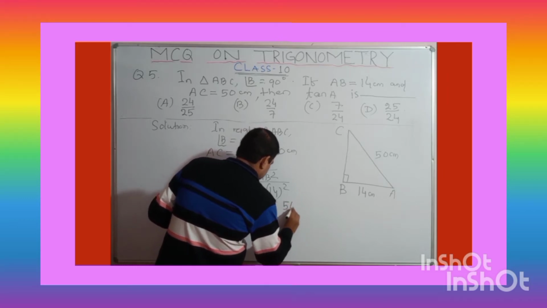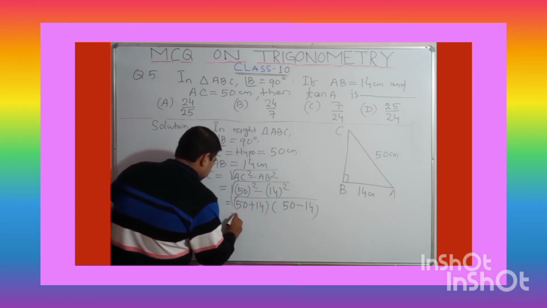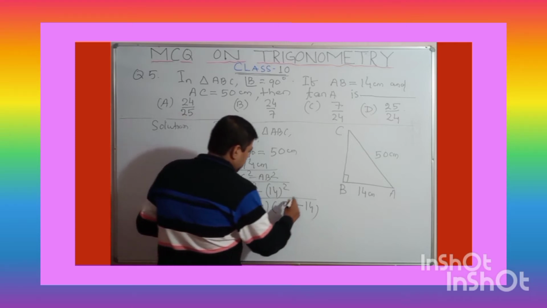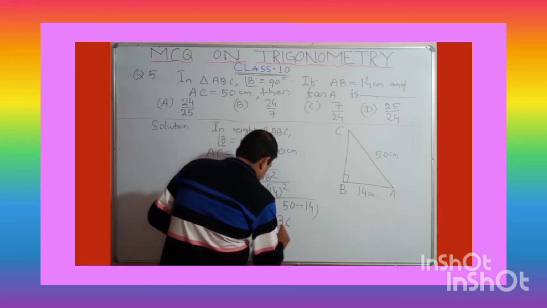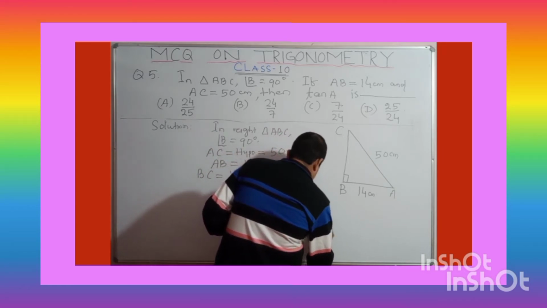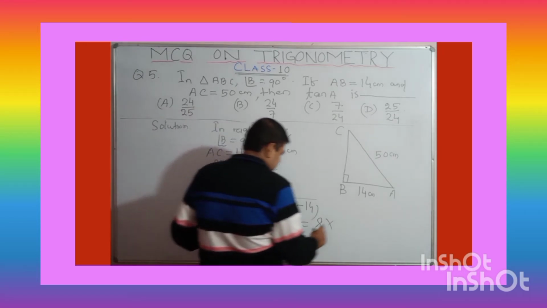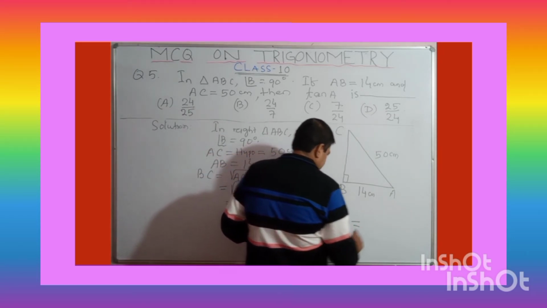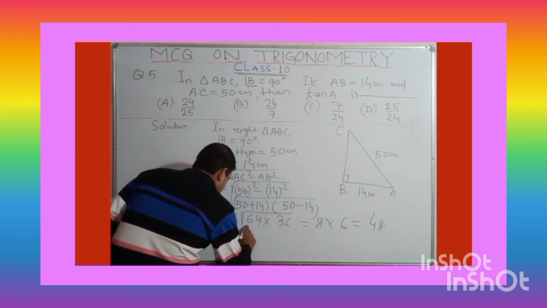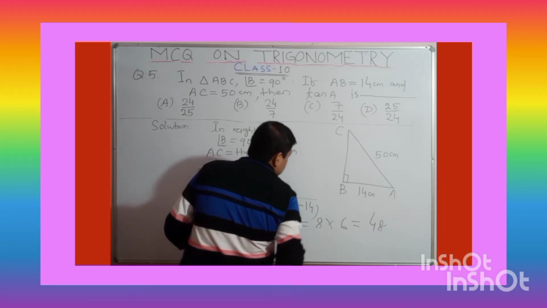50 minus 14, root over. So now, 50 plus 14 is how much? 64. And 50 minus 14 is 36. Root over, the square root of 64 is 8, and the square root of 36 is 6. Yes or no? And 8 times 6 is 48. Hence we got BC equal to 48 centimeter. Understand or not?